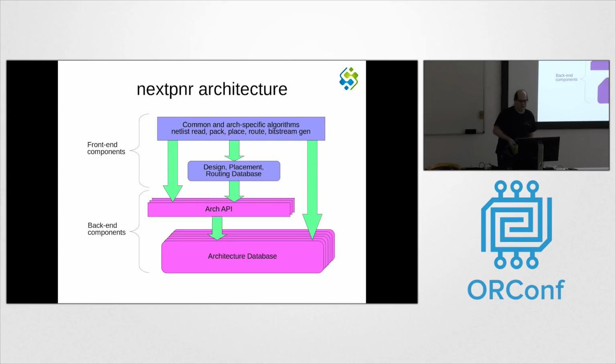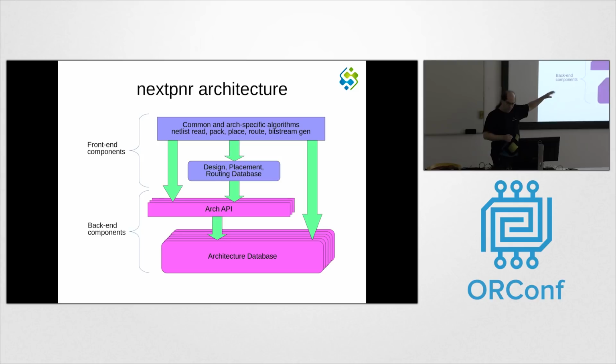So the coarse nextpnr architecture looks a little bit like that. So we have a couple of algorithms. This can be common algorithms that are just generic place, generic router. Some algorithms are architecture specific. For example, packing is usually something where you would like to write a little piece of code for each architecture that knows how to pack for this target architecture. Or another thing would be bitstream generation, because that's also fairly architecture specific.